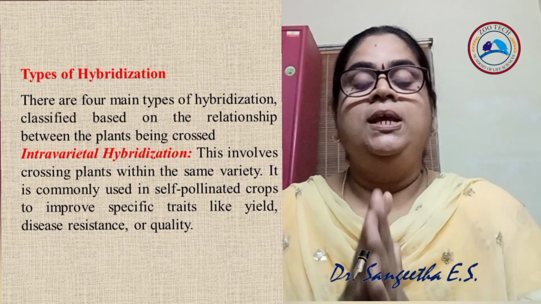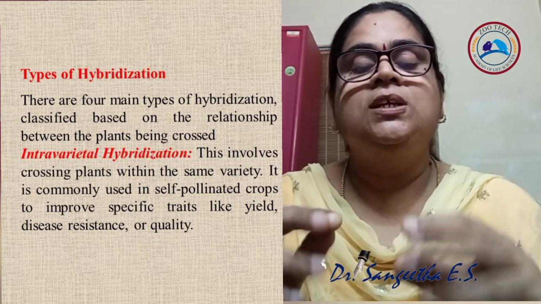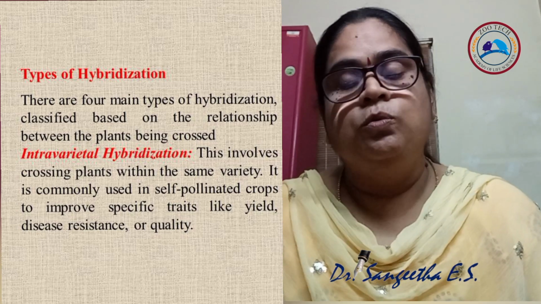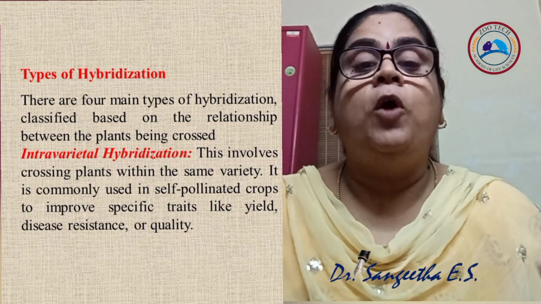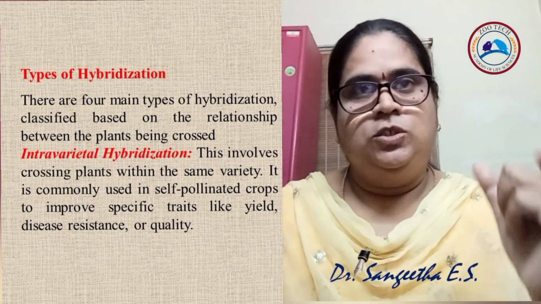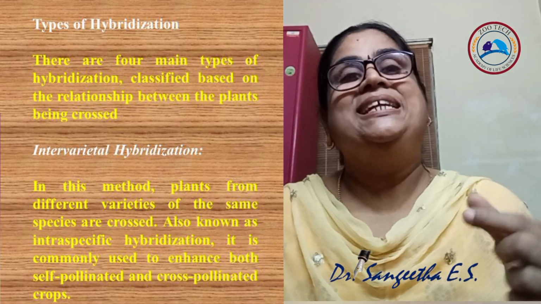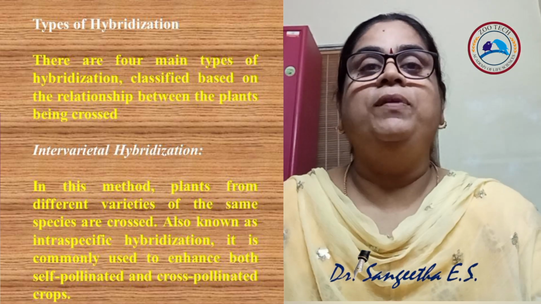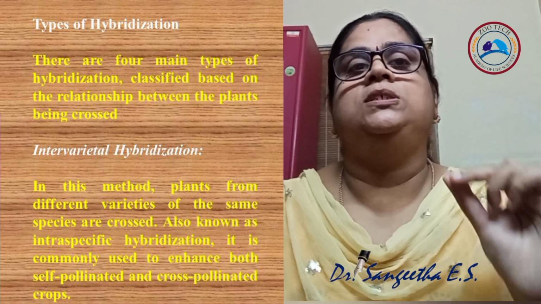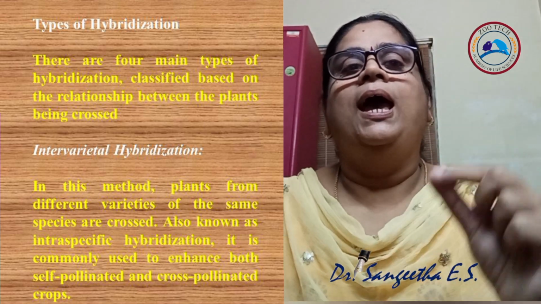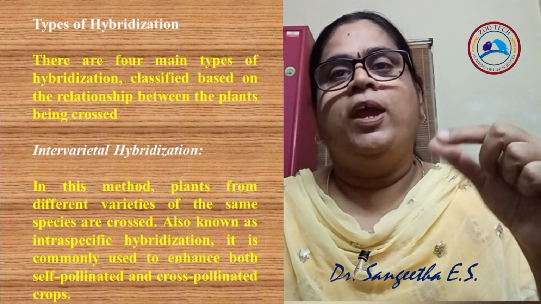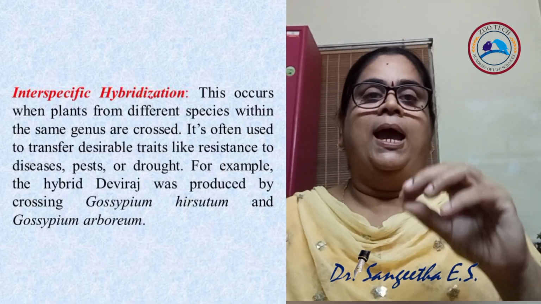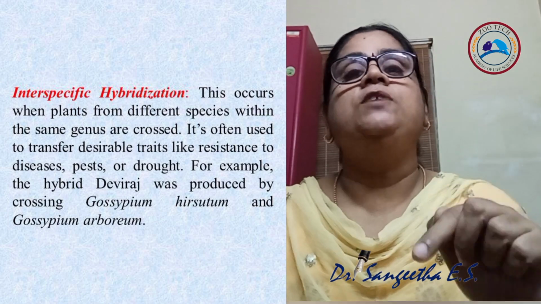What do we mean by intravarietal hybridization? Intra means it involves crossing plants from the same variety. Where is it used? It is commonly used in self-pollinated crops to enhance specific traits. So this is intravarietal. Now I'm talking about intervarietal hybridization. In this method, plants from different varieties of the same species are crossed. This is called intervarietal, and it is a very popular way to improve both self-pollinated and cross-pollinated crops.